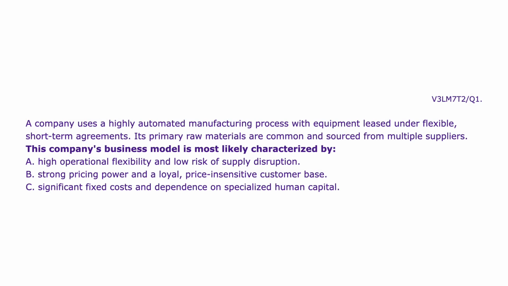A company uses a highly automated manufacturing process with equipment leased under flexible, short-term agreements. Its primary raw materials are common and sourced from multiple suppliers. This company's business model is most likely characterized by: A, high operational flexibility and low risk of supply disruption; B, strong pricing power and a loyal, price-insensitive customer base; C, significant fixed costs and dependence on specialized human capital.